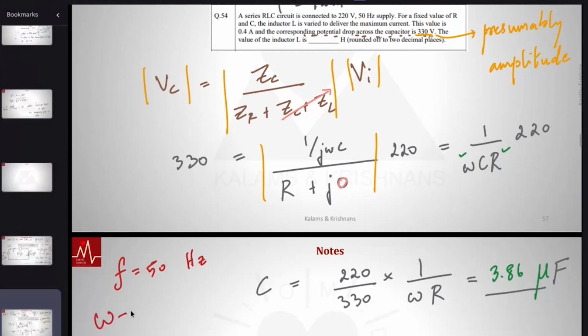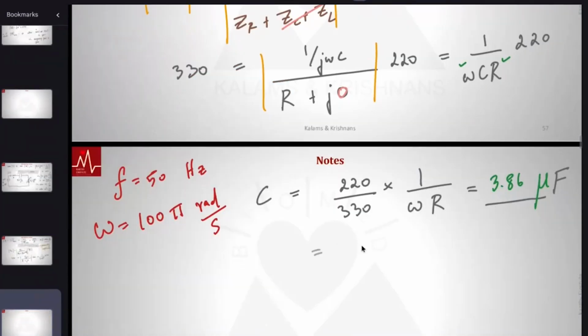Omega is 2 pi into 50, that is 100 pi rad per second. Is a typical mistake that happens. Yeah, just plug in all these numbers, you'll get this, okay? But if you plug in 50, you won't get that, okay? This is 220 by 330.